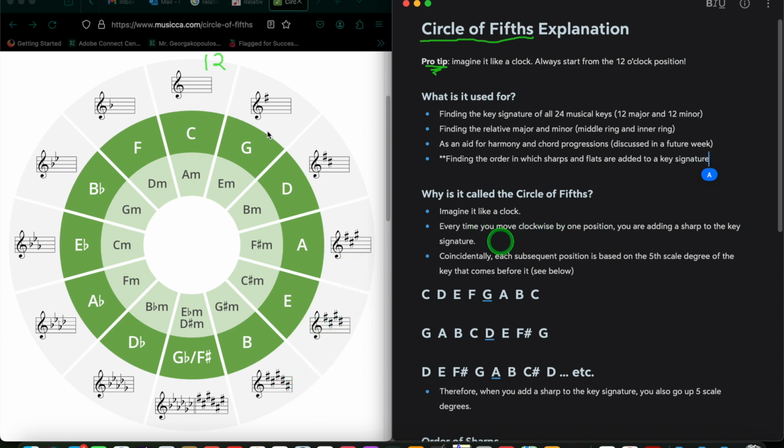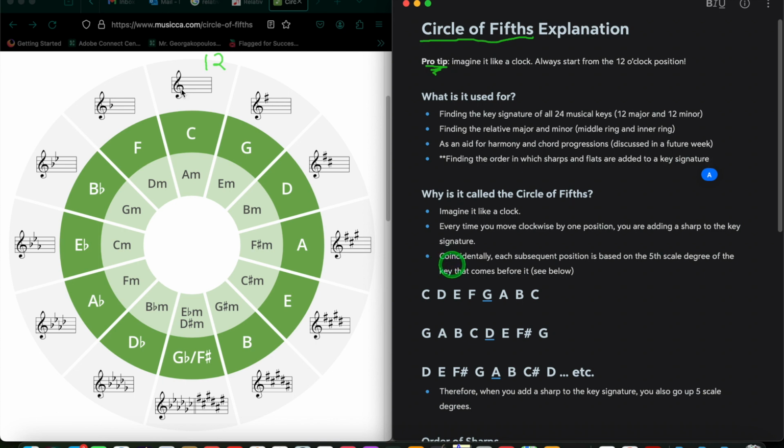I didn't write this in, I will in a moment, but if you were to go left, counterclockwise instead of clockwise, that is the direction of the flats. Go one segment to the left, add a flat. And then there's 2 flats, 3 flats, 4, 5, etc.